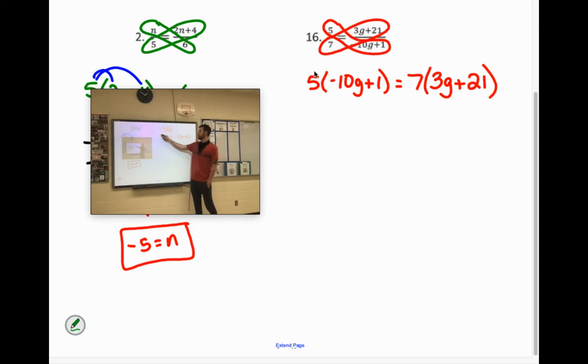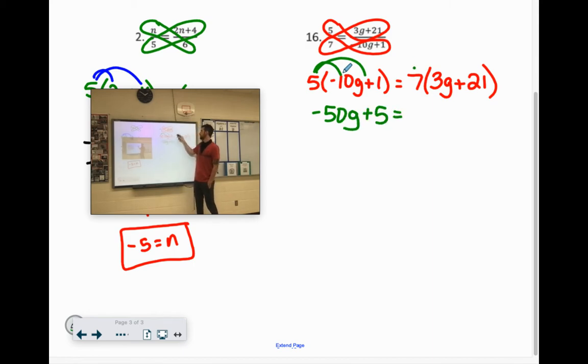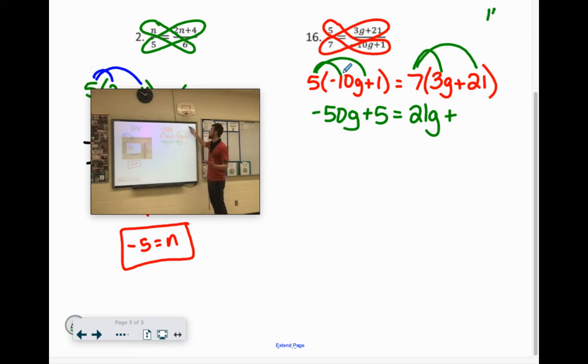Let's distribute. 5 times negative 10g is negative 50g. 5 times 1 is 5. Over here, 7 times 3g is 21g. 7 times 21. 7 times 2 is 14, right? So 7 times 20 would be 140. 7 times 1 would give you 7. So 7 times 21 would give us 147.